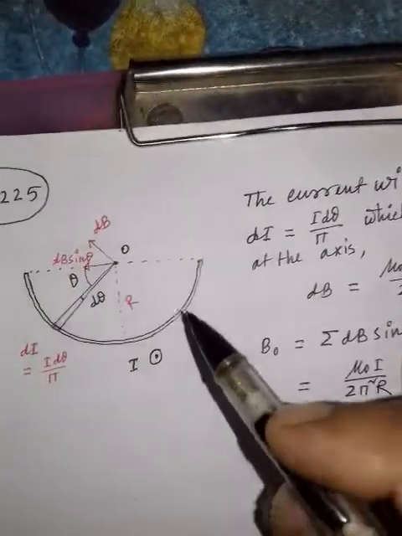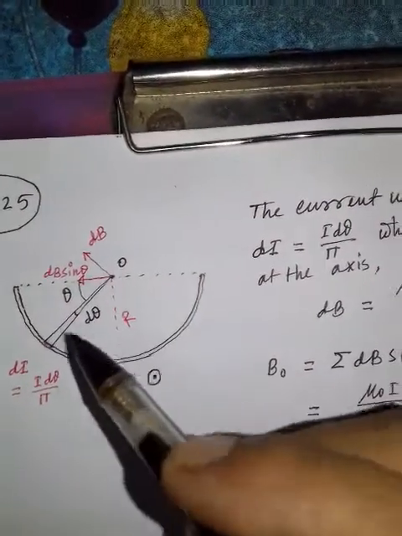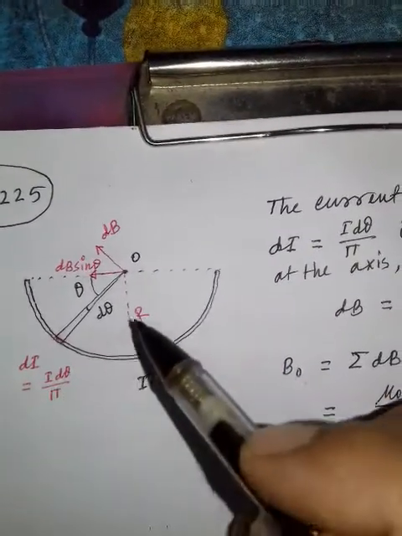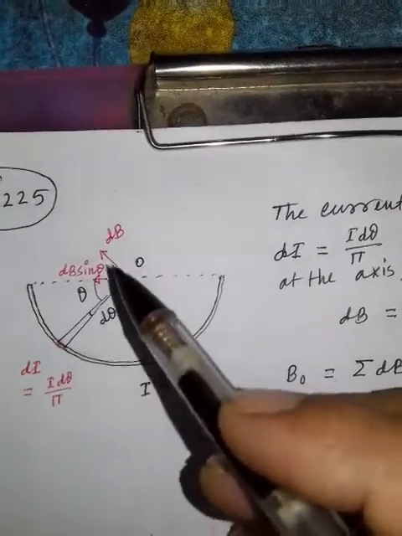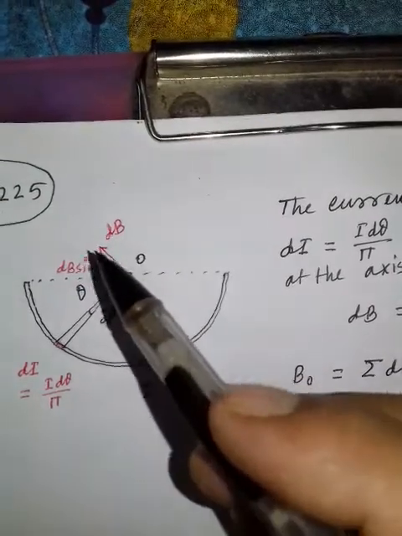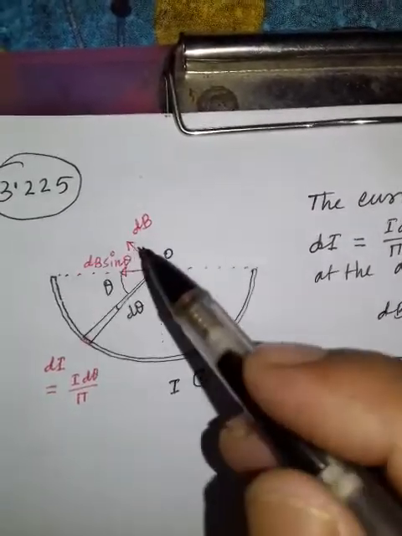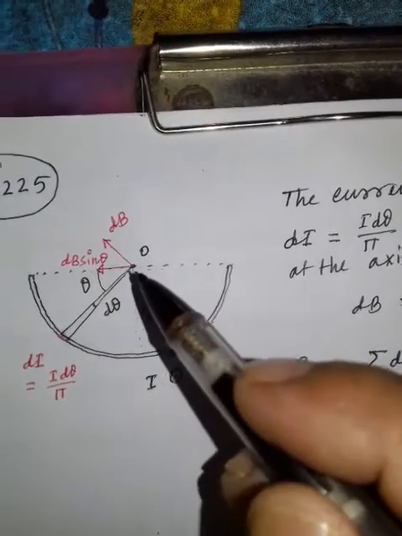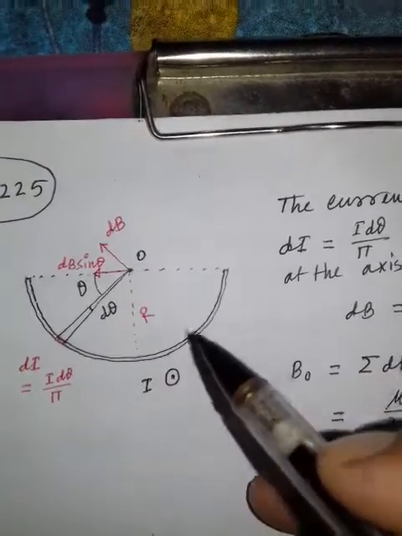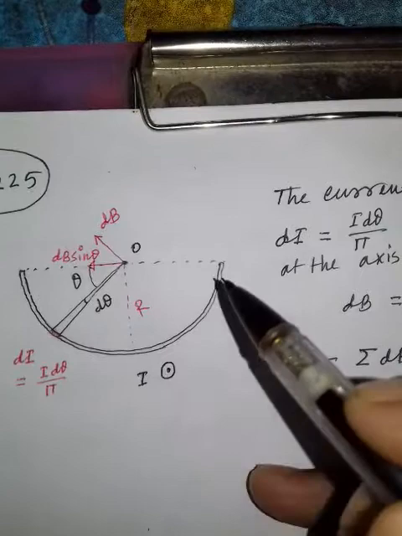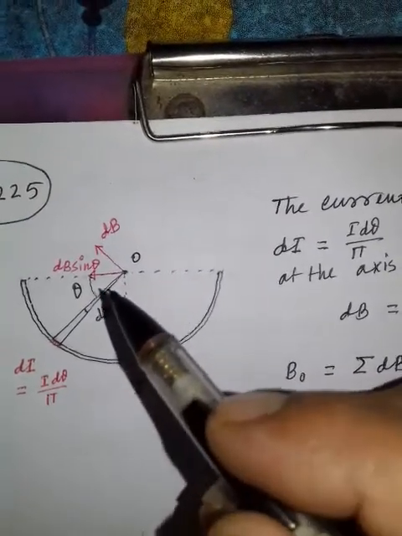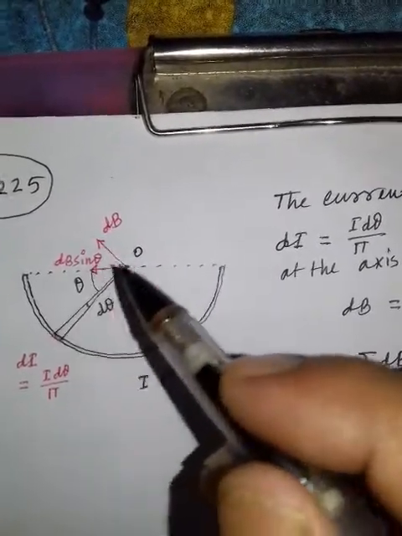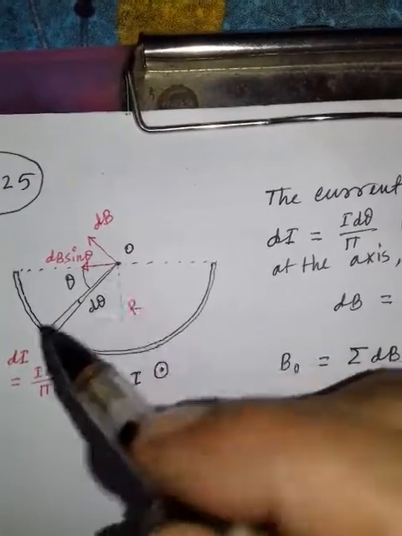Now look at the figure carefully. This half portion of this conductor will produce magnetic field along this direction, which is inclined along this direction. And what about the direction of magnetic field produced by this portion, the right hand portion? The direction would be along this direction.